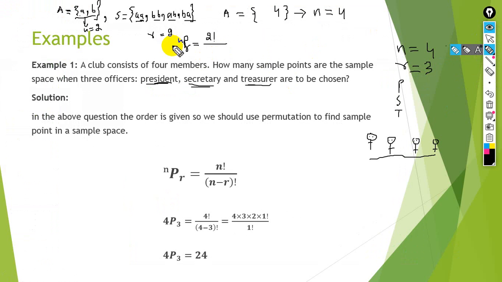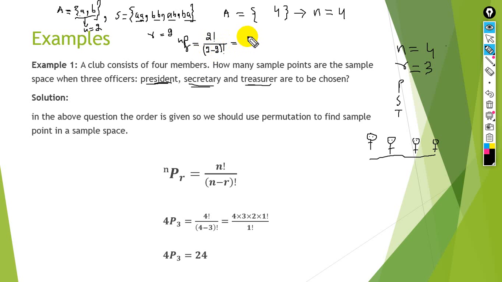So here I want to find the total number of sample points. For example, n is equal to 2 and r is equal to 2. So 2 factorial, n is 2, r is 2, so here I will take 2 minus 2 whole factorial. We can write it just like this.